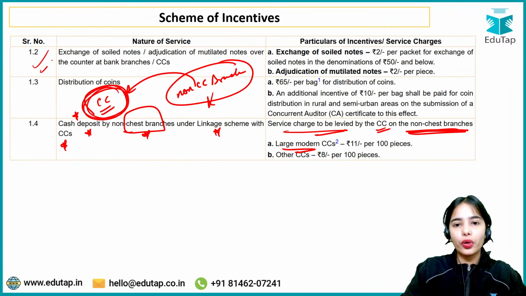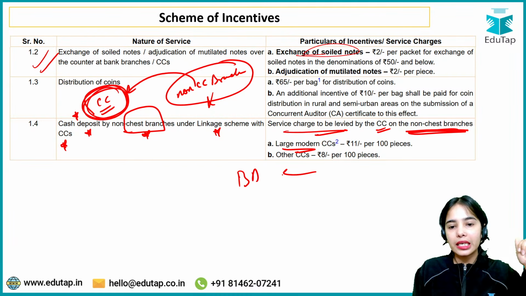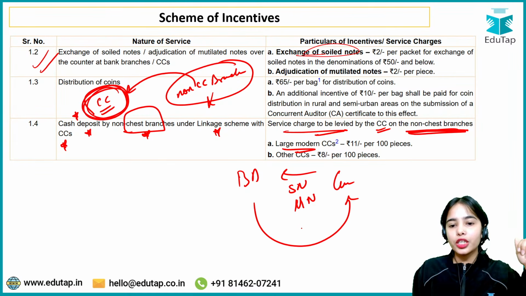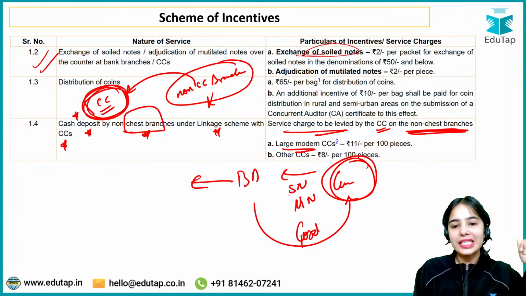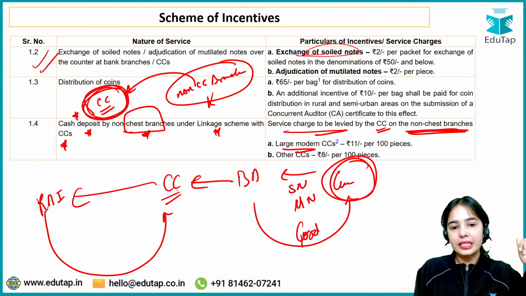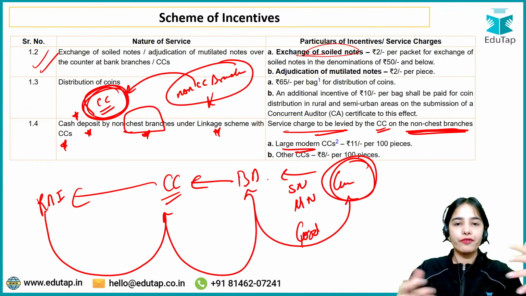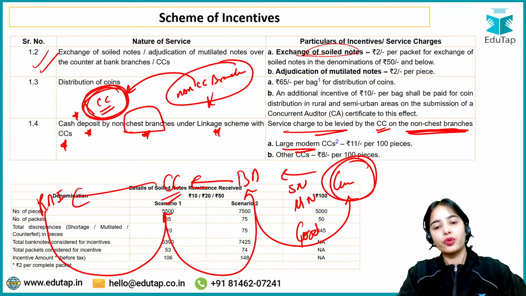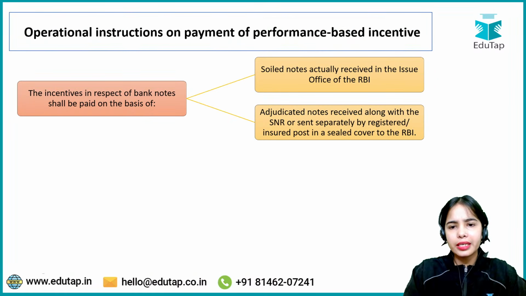Okay, the exchange of soiled notes. See, basically the bank branches take the soiled notes and the mutilated notes from the customers and return the good, clean notes to the customers. The bank branches send the soiled notes, mutilated notes to the currency chest, which further sends them to the RBI, and RBI provides the incentive through the currency chest, and further the currency chest sends the incentive to the bank branches. This is the idea. Let's understand this more.